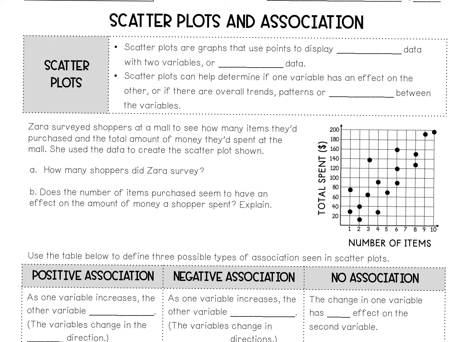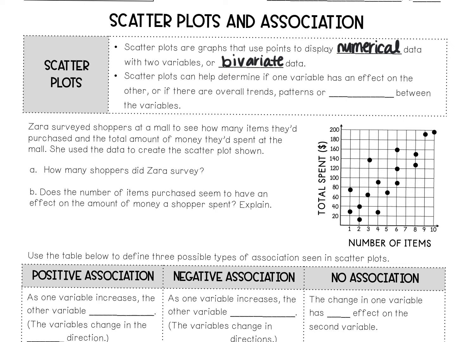This lesson is on the key features of scatter plots and association. Scatter plots are graphs that use points to display numerical data. And of course, that word numerical means that it has to do with numbers. And that numerical data has two variables, or bivariate. We call this bivariate data. That's prefix bi, meaning two, because we have two variables.